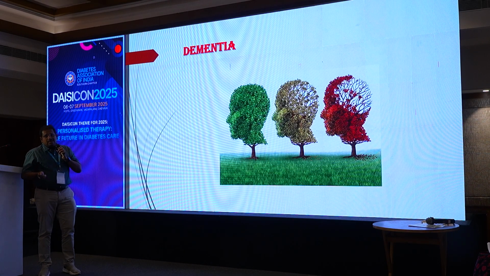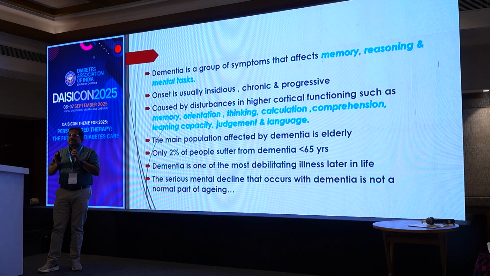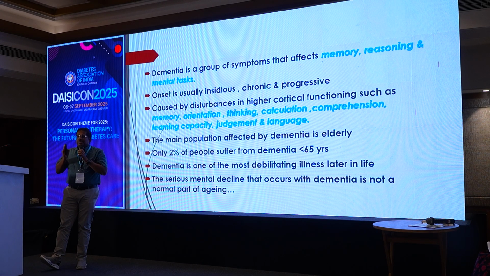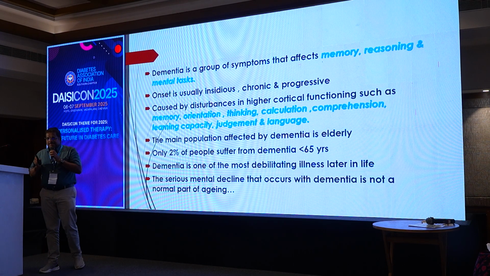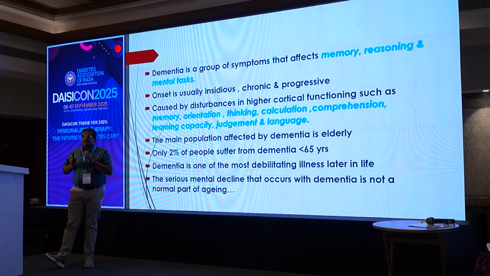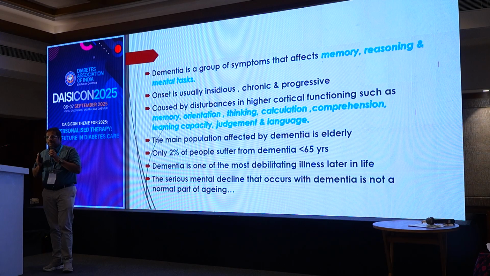Coming to dementia, we all know it is a group of symptoms that affects higher cortical function, that is, memory, reasoning and mental tasks. The onset is usually insidious, and it is chronic and progressive in nature. It is caused by disturbances in higher cortical functions like memory, orientation, thinking, calculation, comprehension, learning capacity, judgment and language. The main population affected by dementia is the elderly.